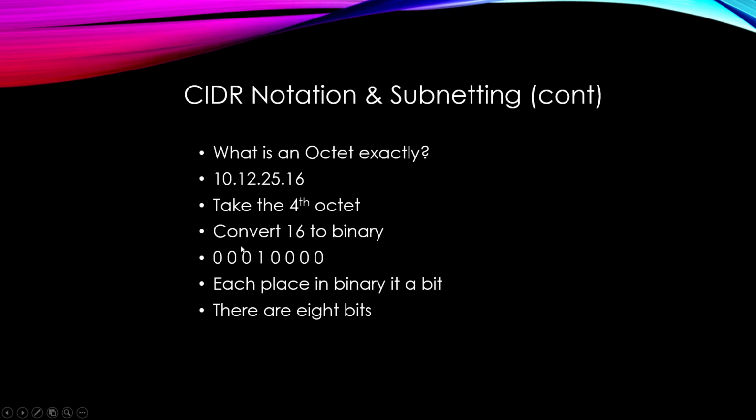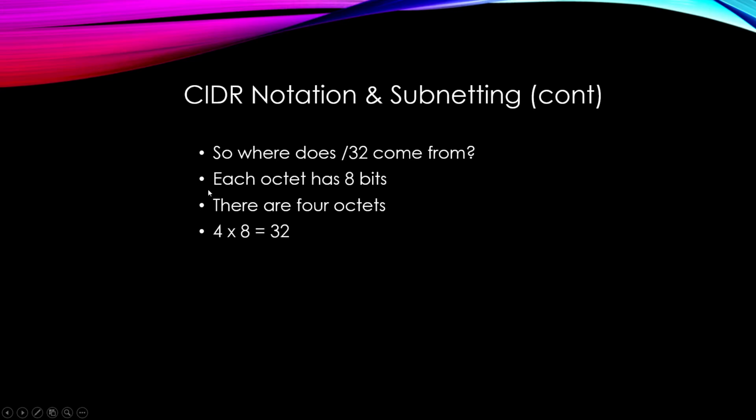And it's important to note that we're using 8 bits, right? Each place in binary is a bit. So why does that matter? Well, each octet has 8 bits. There are 4 octets, therefore 4 times 8 is 32. And that's why /32 is the first number that we start with. So if you're ever wondering that, that's how that works.